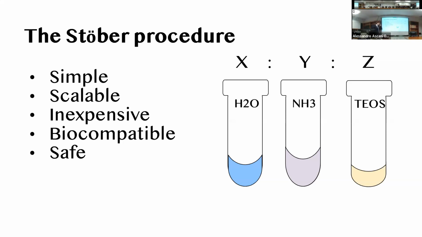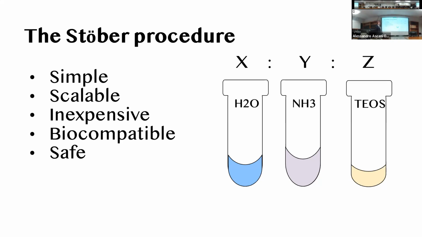The Stober procedure has several advantages. It is simple, scalable, inexpensive, it uses silica, which is biocompatible, and the reagents are very low toxicity, meaning that this is also a safe operation for a chemist to perform.